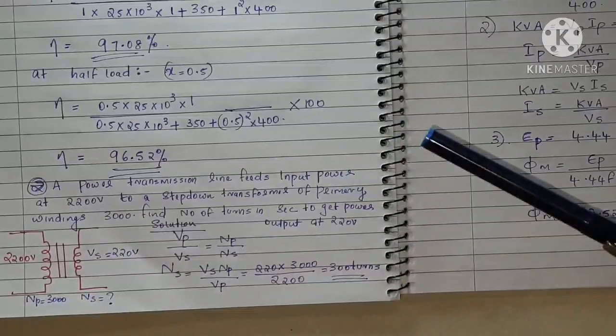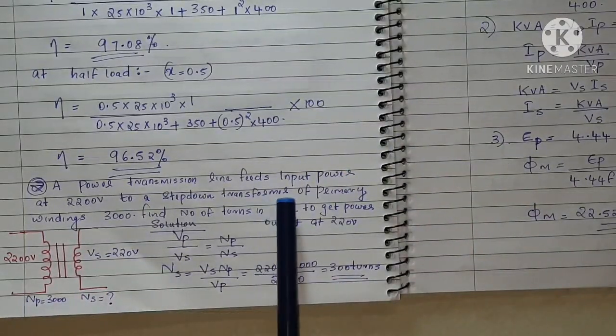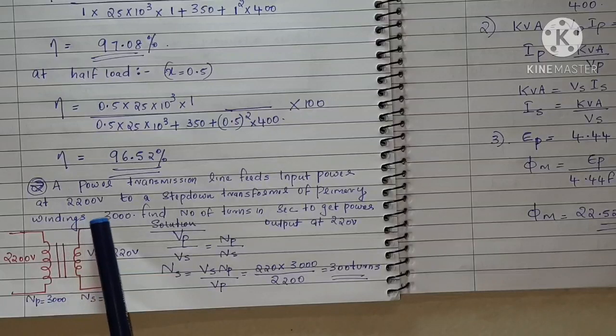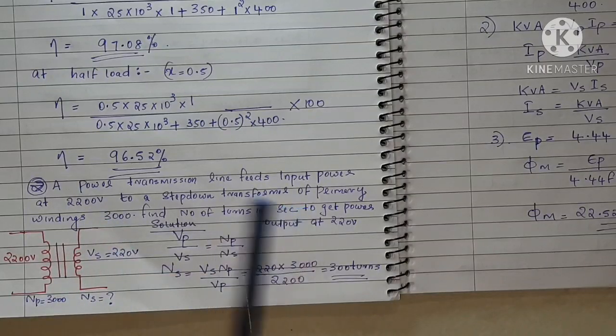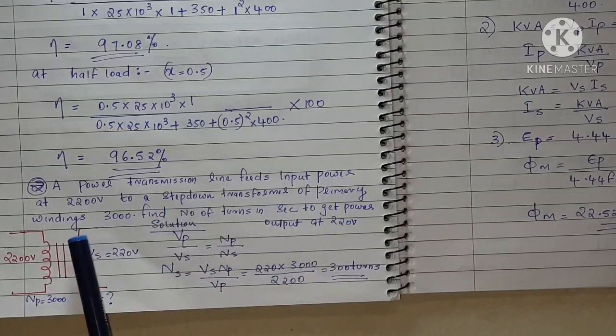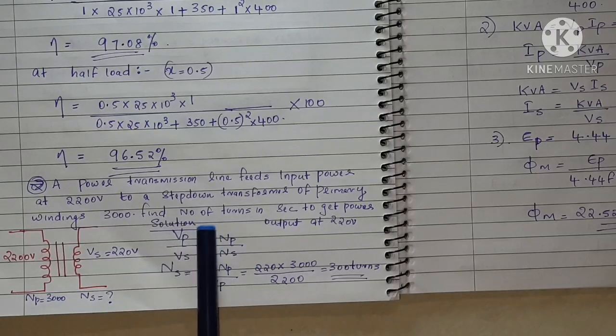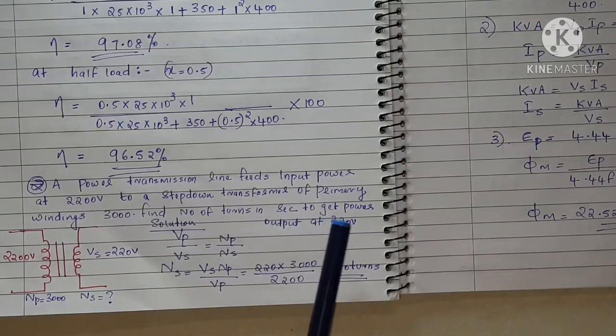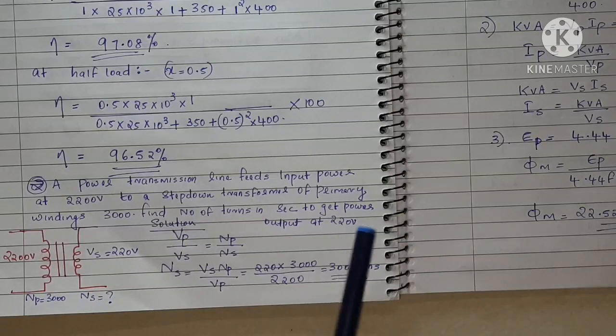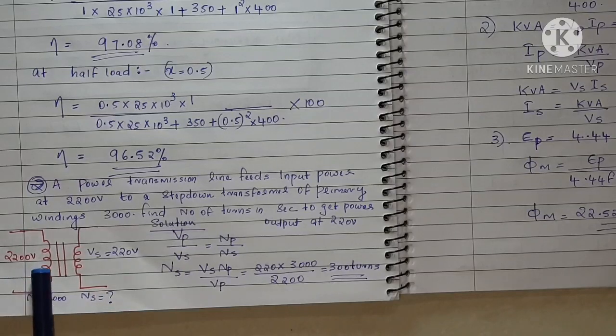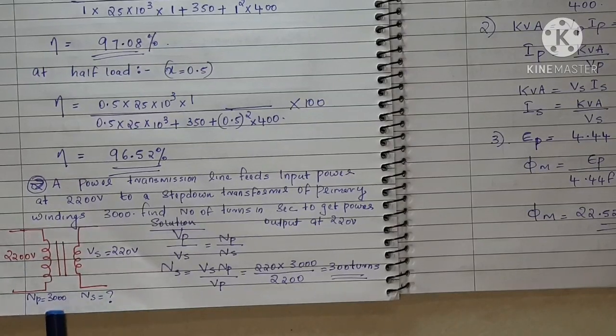Next question is, a power transmission line feeds input power at 2200 volt to a step down transformer of primary winding 3000. Find number of turns in secondary to get power output at 220 volt. It is given Vp equal to 2200 volt, Np equal to 3000, and Vs equal to 220 volt. We need to find out Ns.